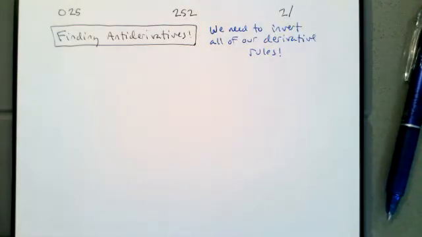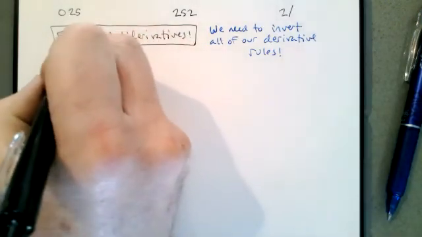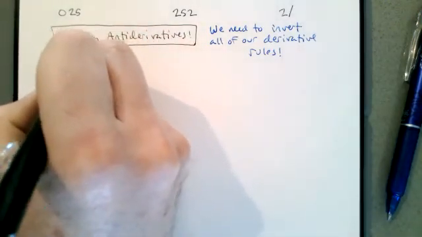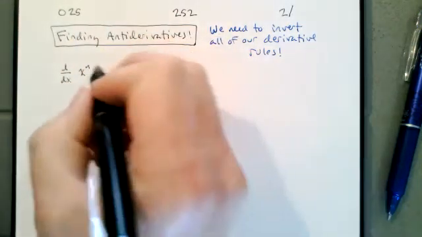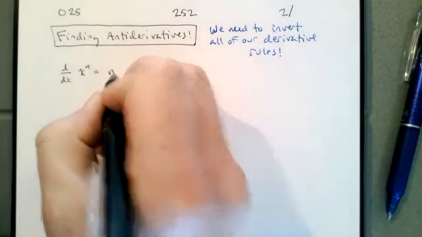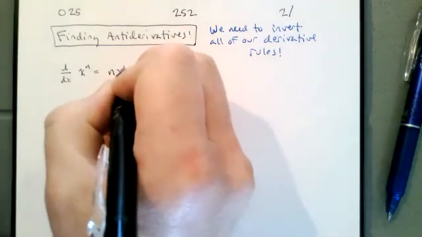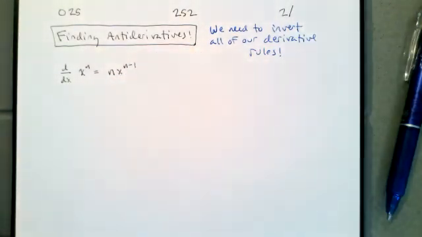All right. I think yesterday we just did the one. So we know that if we take the derivative of x to the n, then we take the exponent and write it in front. We multiply by the exponent, then we subtract 1 from the exponent. That's our power rule for derivatives.